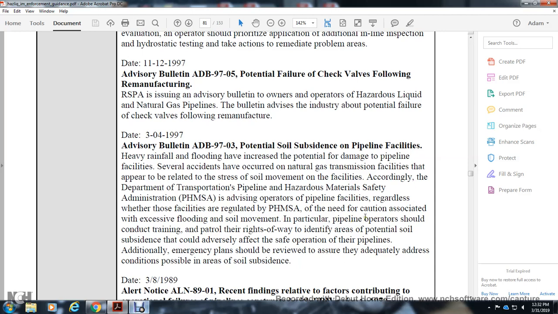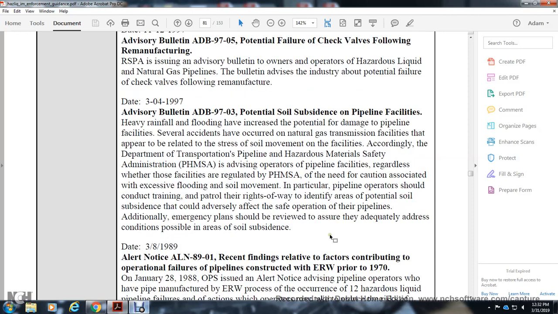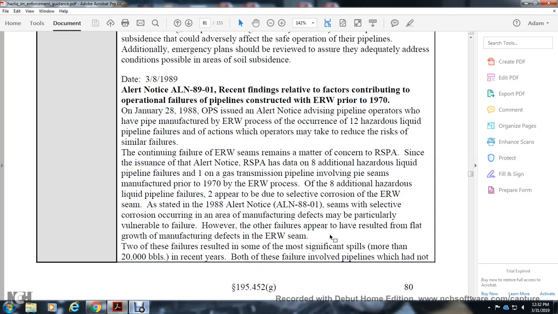In particular, pipeline operators should conduct training, patrol the rights of way, and identify the areas with potential soil subsidence that could adversely affect the safe operation of the pipeline. Additional emergency plans should be reviewed to ensure they are adequate to address the conditions possible in the areas of soil subsidence.